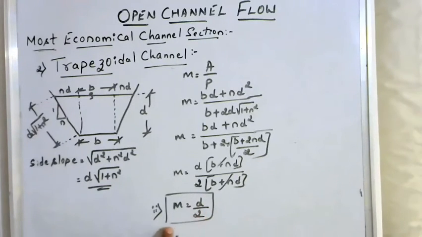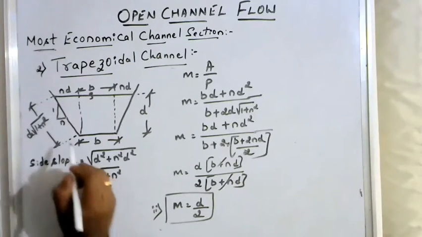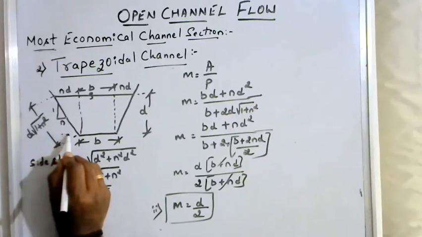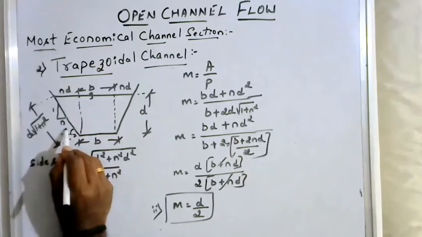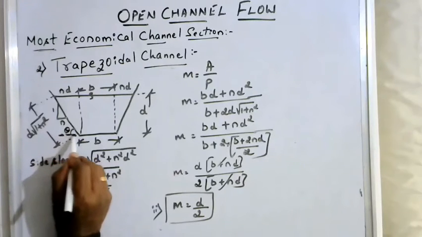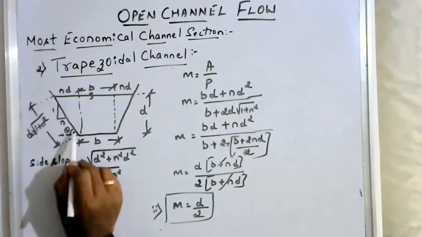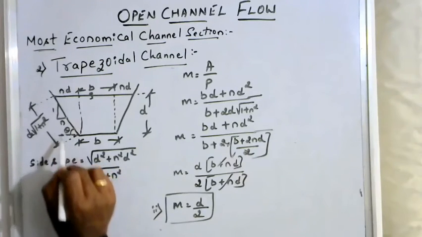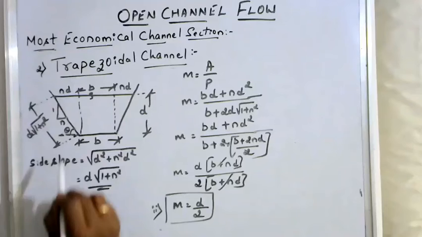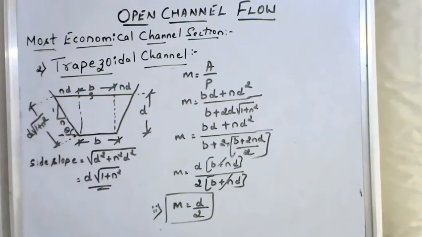This is the same as the second condition for the rectangle, both are the same. Next we'll see one more condition for the trapezium section. I take the angle as theta, the side slope making an angle of theta with respect to the horizontal, or with respect to the base of the channel. What should be the theta value in order for the trapezium channel to be most economic?